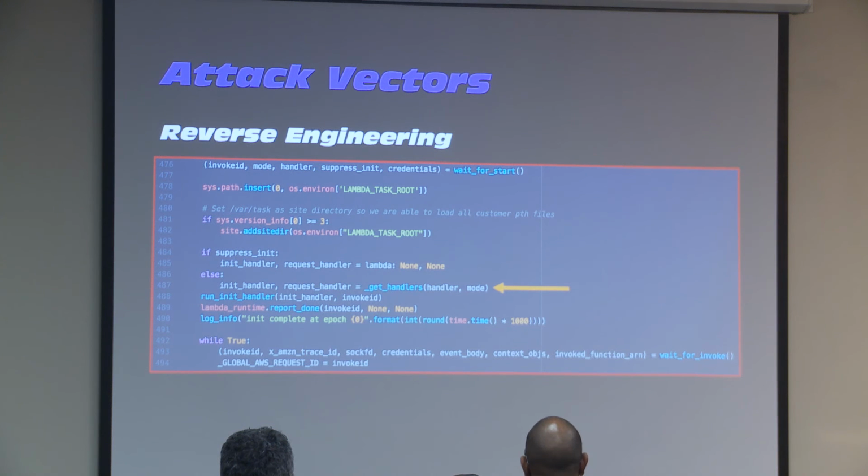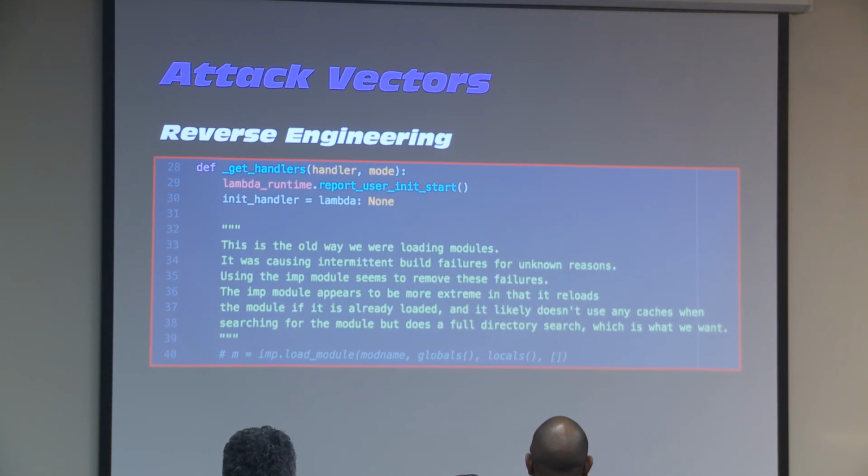So anyway, it's making a call here to get handlers. Again, that calls report_user_init_start. Again, presumably it's doing some sort of time tracking. What I found interesting in this was the comment in the bootstrap code. It says, this is the old way we were loading modules. Presumably this is someone from AWS that's commenting this in here, but it says it was causing intermittent build failures for unknown reasons. So I just found the comment was still in there, and just found it interesting they left that in there.